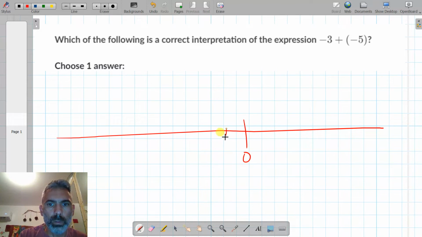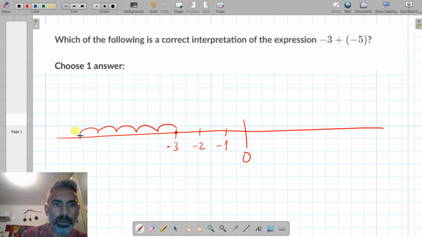This is the 0. This is -1, -2, -3. We begin here and we add -5, which means we need to take 5 more steps to the left of -3. So 1, 2, 3, 4, 5 more steps. So -4, -5, -6, -7, -8. So -8 is 5 steps to the left of -3.